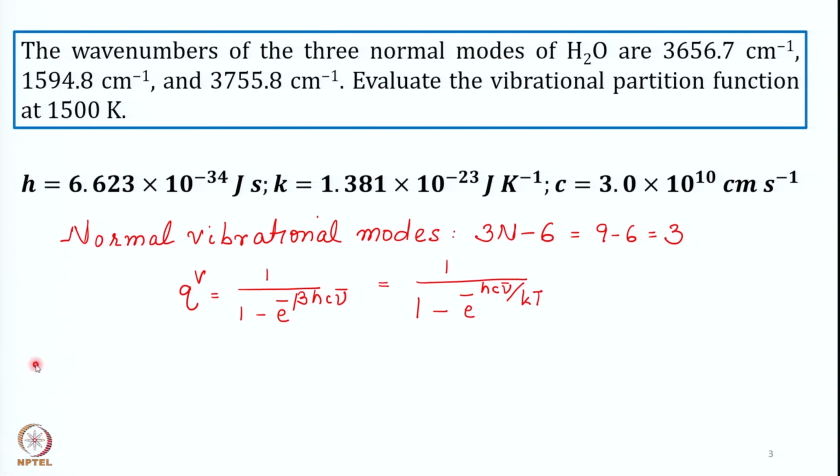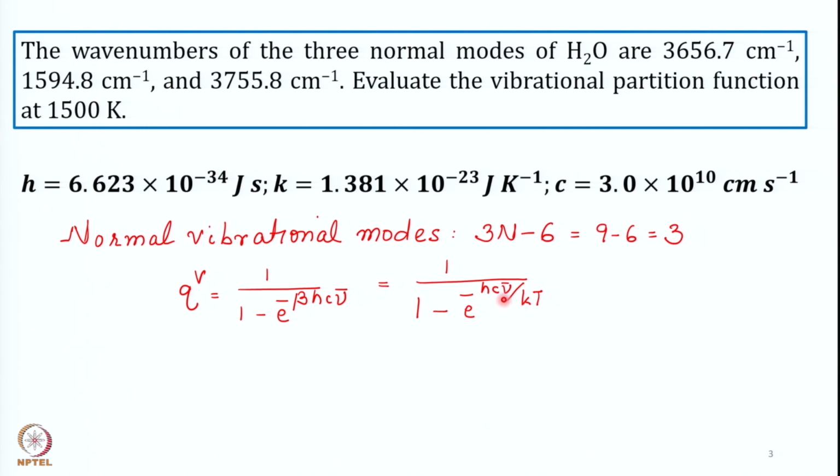So in order to solve for the vibrational contribution, you need the value of h, Planck's constant, which is given over here, 6.623 into 10 raised to the power minus 34 joule second. c is the speed of light, which is 3 into 10 raised to the power 8 meter per second or 3 into 10 raised to the power 10 centimeter per second. And the Boltzmann constant is 1.381 into 10 raised to the power minus 23 joules per Kelvin. Note that h, c and k are constants, so sometimes hc upon k, that number itself, can be used.